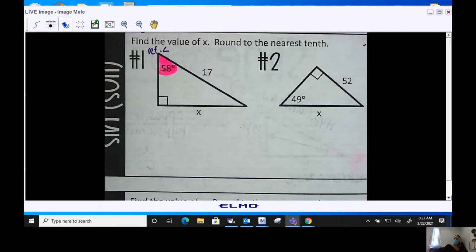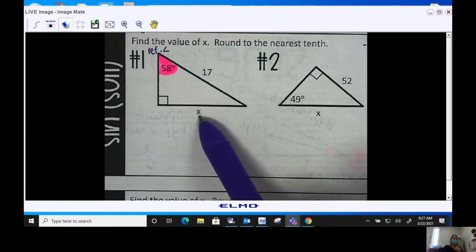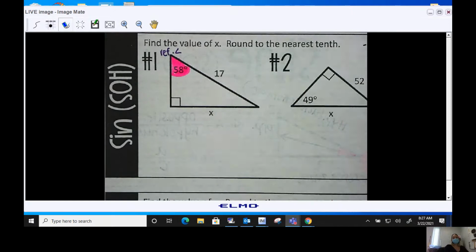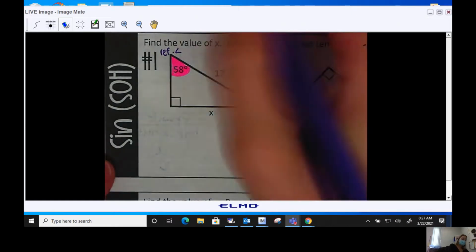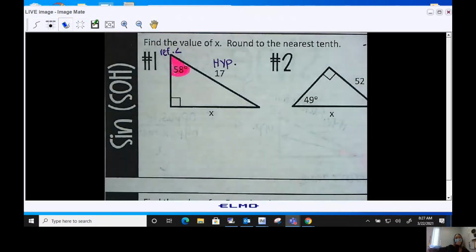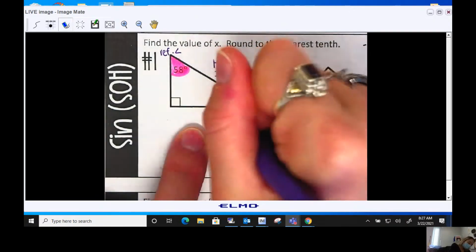Okay. Now you've got two sides that are given to you. You've got the 17 and you've got the x. I know I have to take the opposite side and divide it by the hypotenuse. Which one of those two is your hypotenuse, the 17 or the x? The 17, it's across from the 90. This side is your hypotenuse. Which means which side is your opposite side? Which one's across from the 58? The x, good. So here's your opposite side.